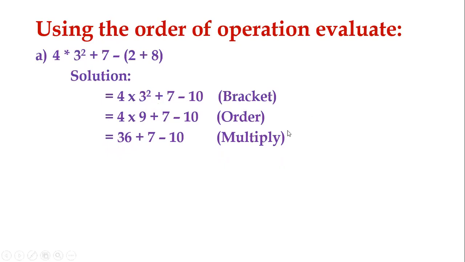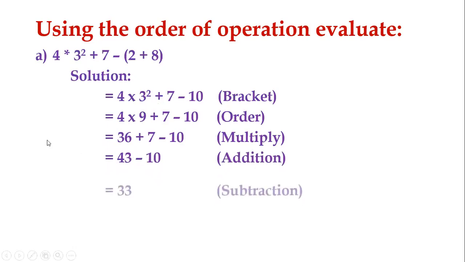Then what is the value of addition? 36 plus 7. So what is 36 plus 7? This is 43 minus 10. Now I am having only one operation, the minus. So 43 minus 10 is nothing but 33. So whenever we are given a set of arithmetic operations, we are going to perform them with respect to the BODMAS rule.